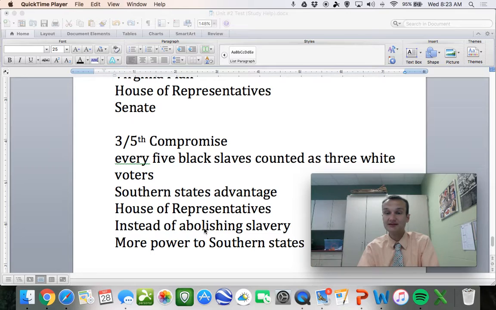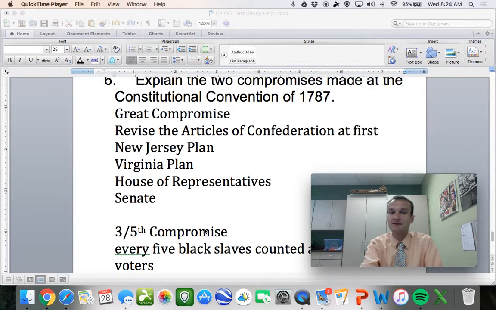And the House of Representatives is in the Congress along with the Senate, and they can pass laws and they can affect how the president takes action. And so the Three-Fifths Compromise and the Great Compromise are both the two compromises made at the Constitutional Convention.